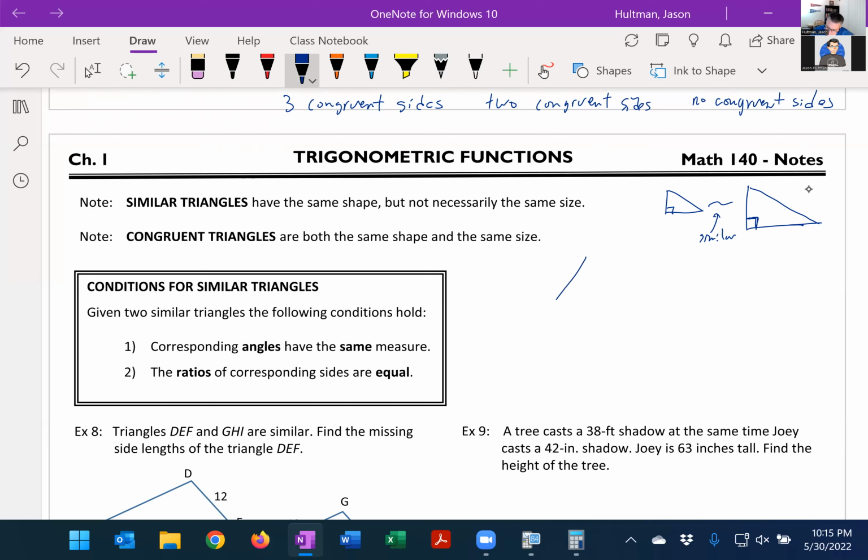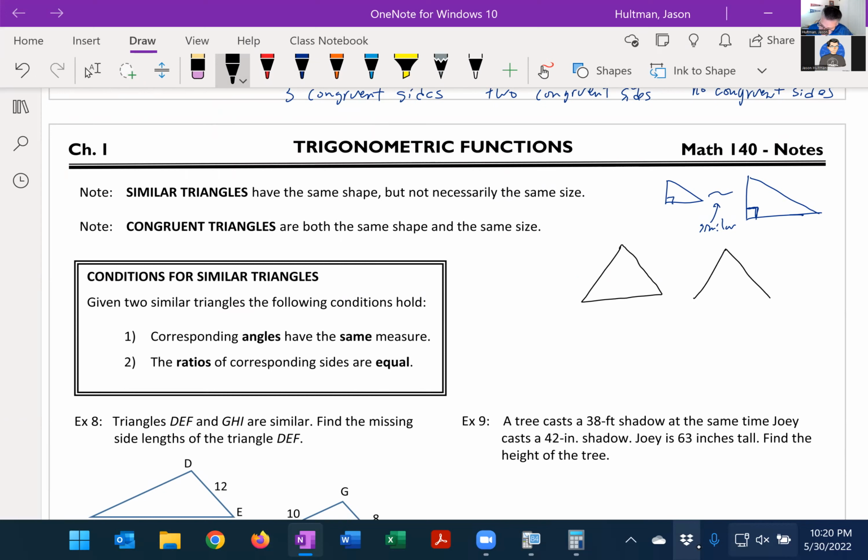So if I had, say, 2 congruent triangles, and the angles are all the same, and the sides are all the same, we've got 3 sides and 3 sides and 3 angles that are the same. Then we say they're congruent, and we use a little squiggly mark with an equal sign above it.